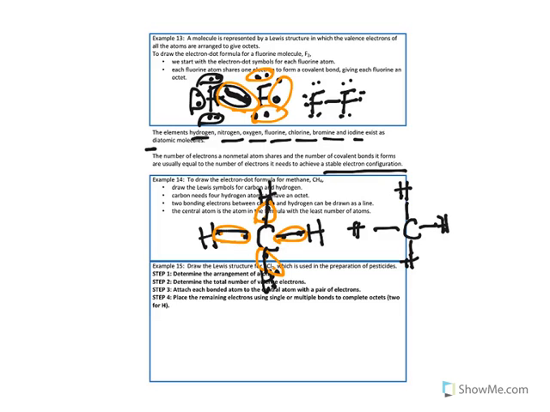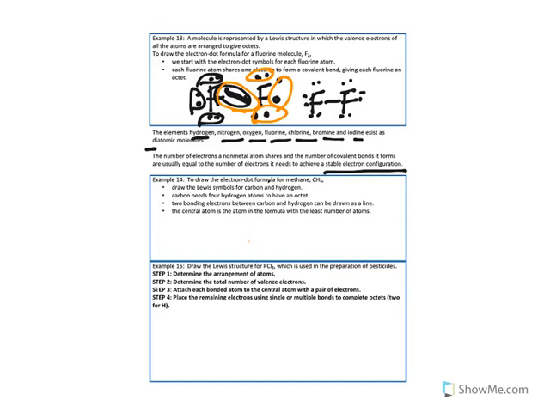Shall we try another one? I need to erase this, get it out of my way a little bit here. Alright, let's draw the Lewis structure for PCl3, which is used in the preparation of pesticides. Step 1, determine how to arrange the atoms. There are some guidelines that will make this a little easier for you. Many times, if you have one of one type of element and multiples of another, the element that you only have one of goes in the center.